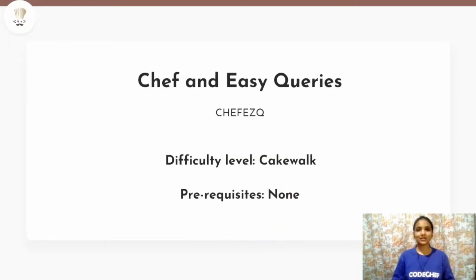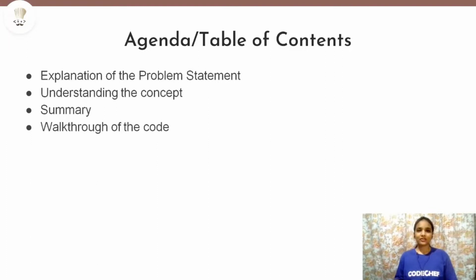So today we'll be solving the problem Chef and Easy Queries, which is a cakewalk problem, and it is from the October Long challenge. Now let us see the agenda for today. First, we'll be understanding the problem statement. Then we will try to understand the concept through which we can solve the problem. Then we will discuss an overall summary of the problem statement and whatever we have understood about the concept. And then we will do a quick walkthrough of the code.